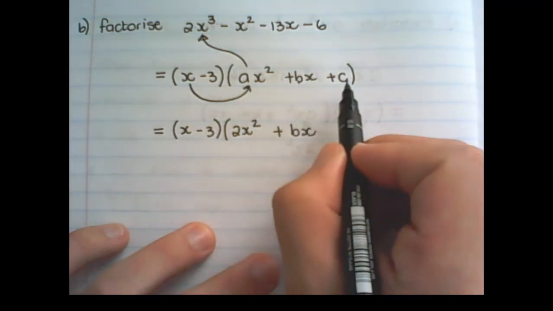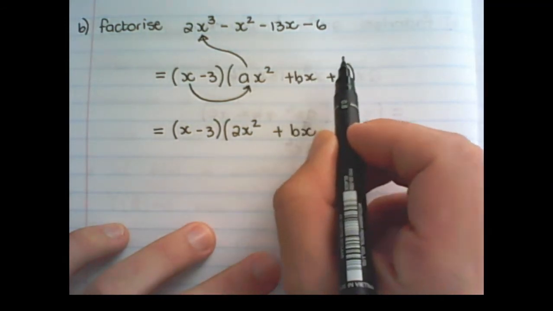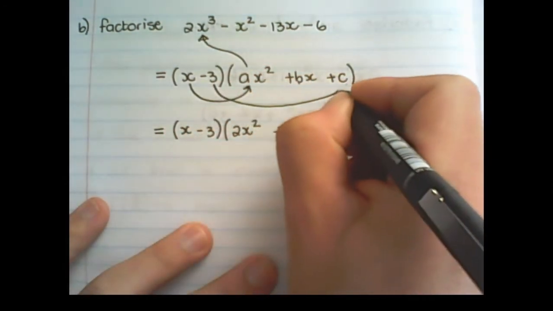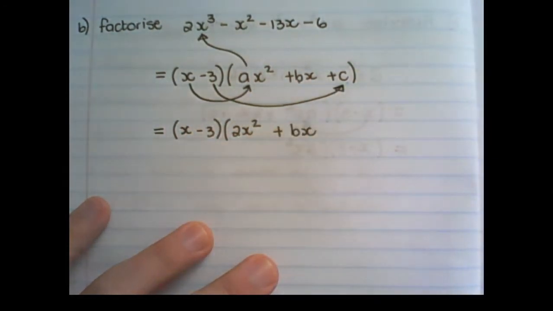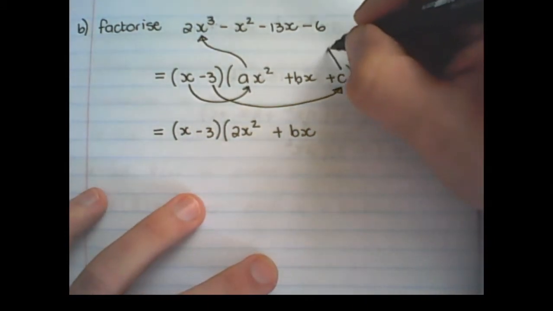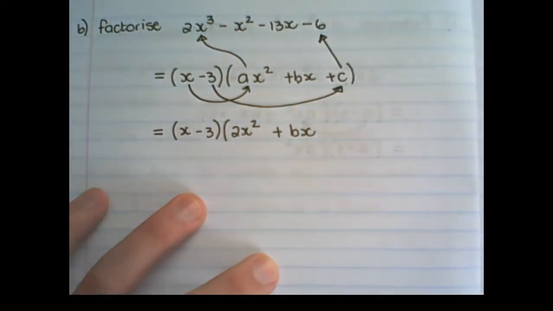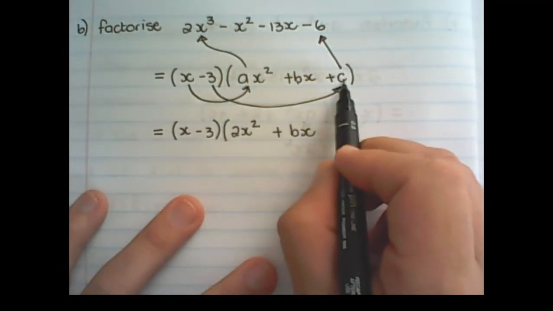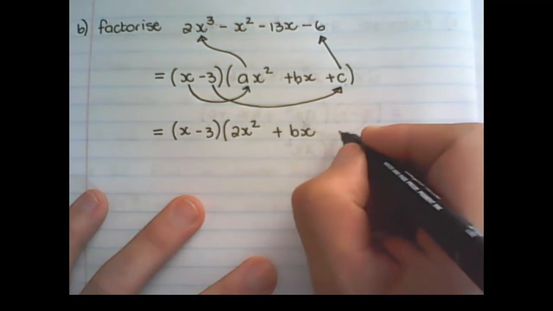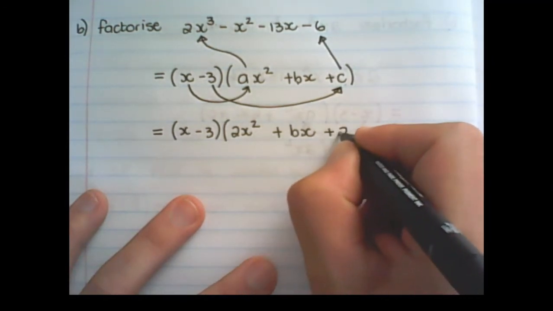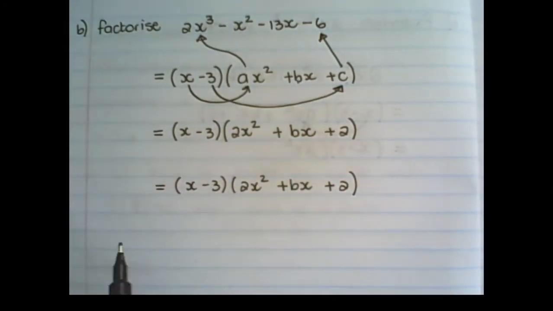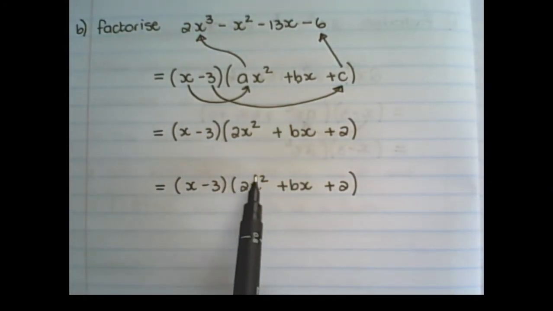Now I'm going to find the value of c next. Our next step is to find the constant value. So if I take the constant value in the factor and I multiply it with c, I need to get to -6. So -3 times +2 will give us -6. So this c value then is +2.